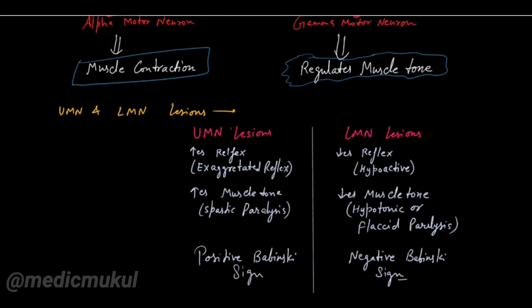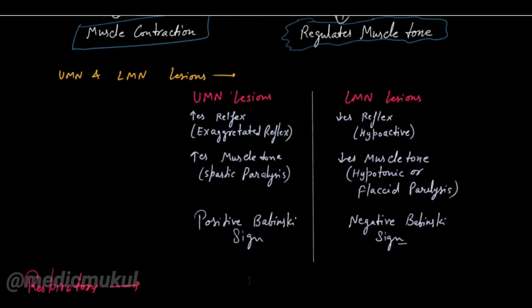Lesions of upper motor neuron and lower motor neuron. Upper motor neuron, everything up. What is up? Upper motor neuron. Everything up. So increased reflex, increased muscle tone. Increased reflex we call exaggerated reflex. Increased muscle tone we call spastic paralysis, or we can also call it central paralysis, because upper motor neurons are present in central regions, the brain cortex and the brainstem.